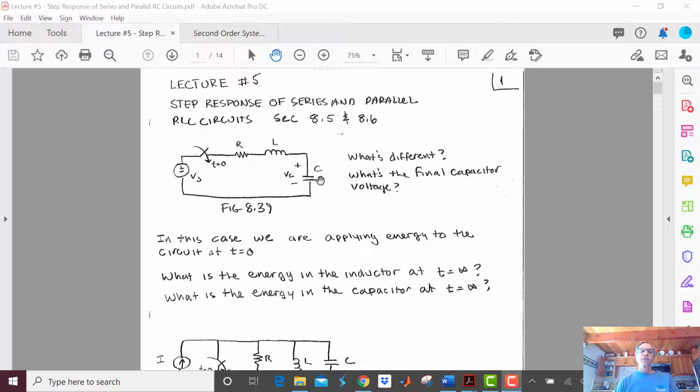So let's start off with this circuit. What's different from what we've worked on before? Well, we just kind of said that. We said that the voltage source is actually connected at t equals infinity. What's the final capacitor voltage? Let me just give you a second to figure that out.